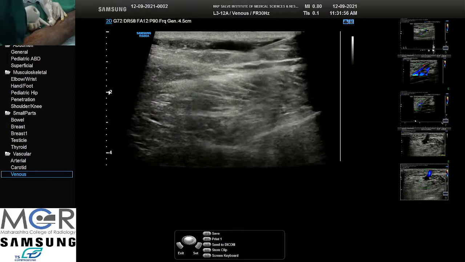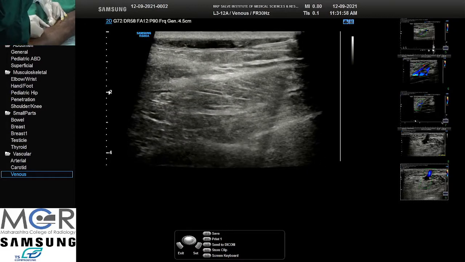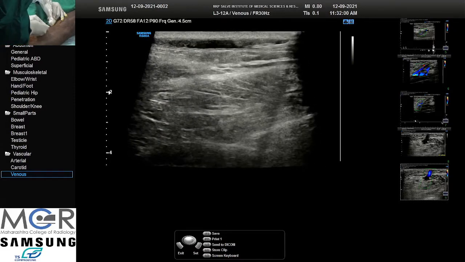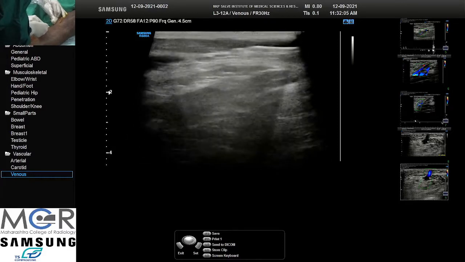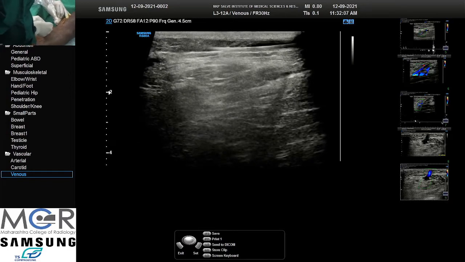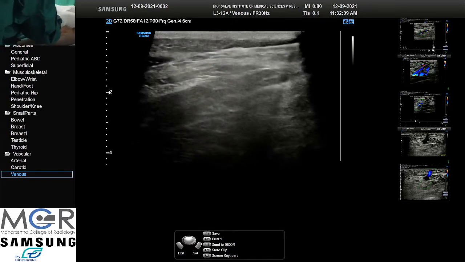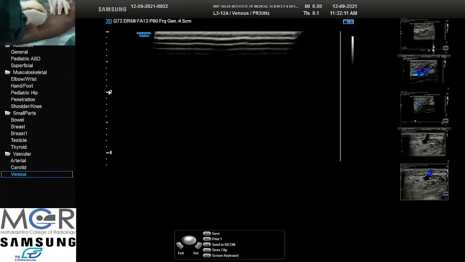Now it's within the lumen. Insert the wire. Yes, you can see the wire going in. Very good. Nice.